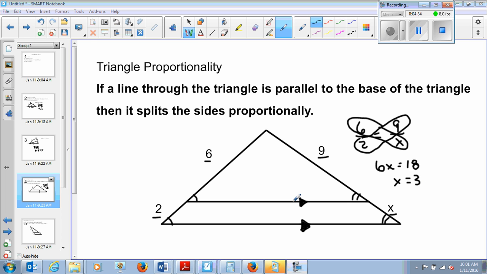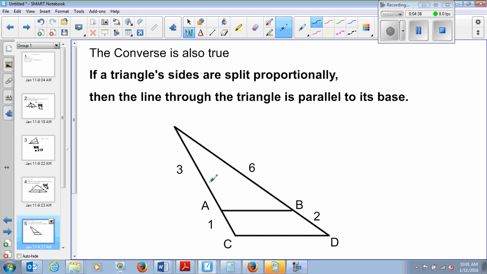So again, those parallel lines split the sides proportionally. We look at another example here where the converse is also true. If a triangle's sides are split proportionally, we can see here that they are. 3 is to 1 as 6 is to 2.